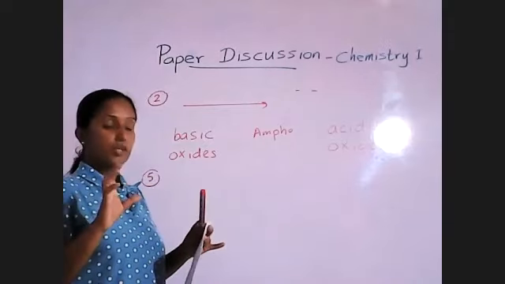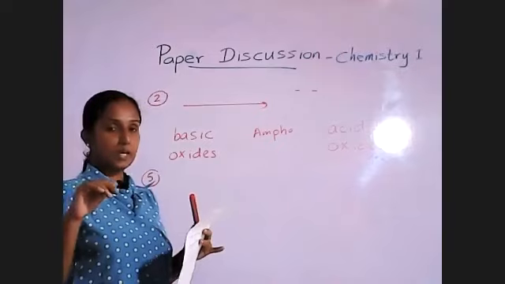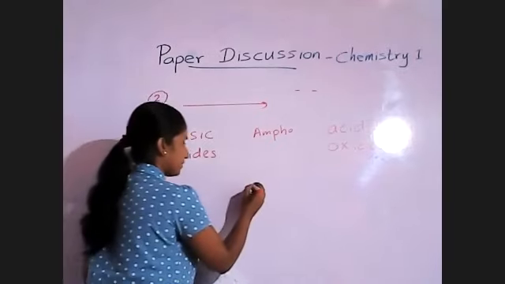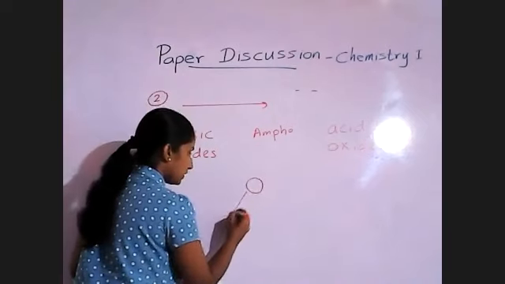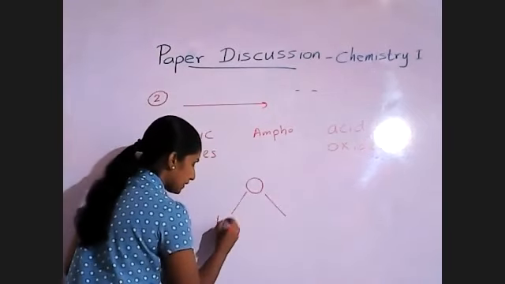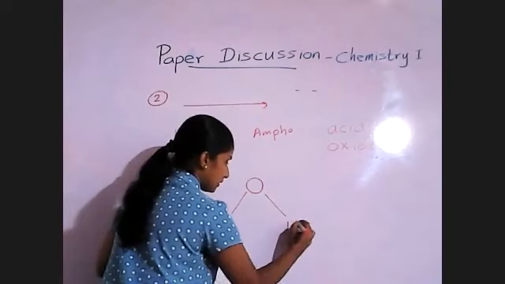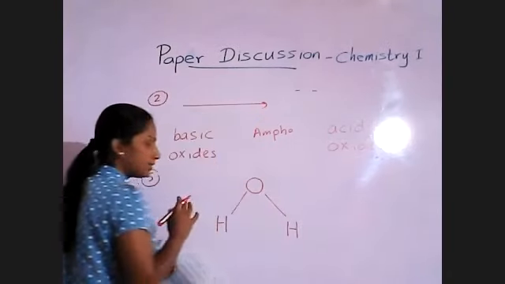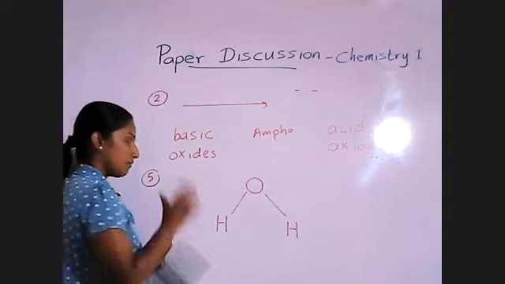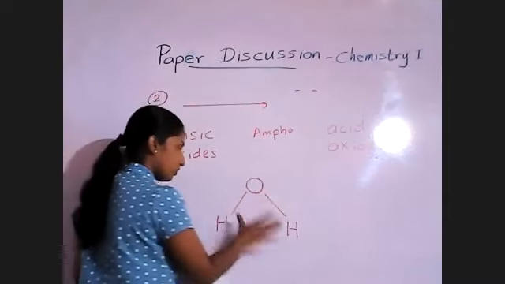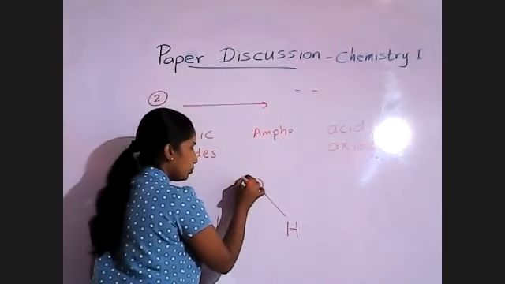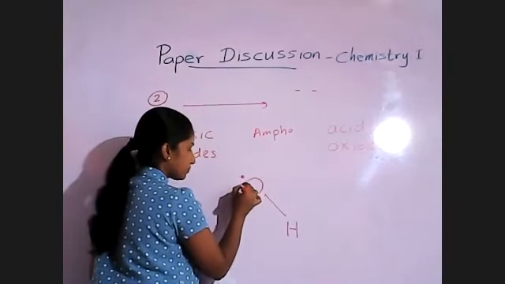You don't need to remember the shape, but when you are drawing, you have to draw it in that way. Oxygen and the two hydrogen atoms here. There's a special angle here, but don't be concerned about those things. When you draw the water molecule, draw it in this way, and there are two lone pairs here.